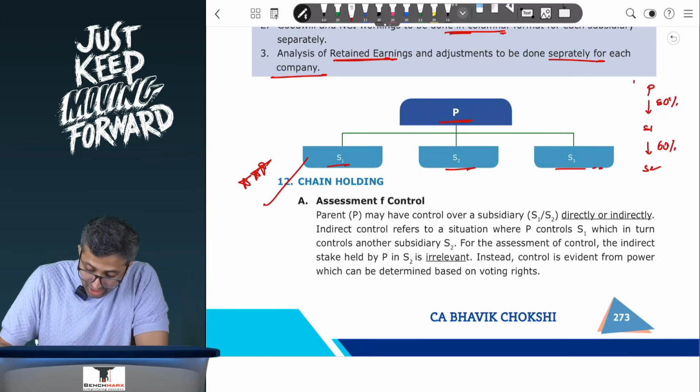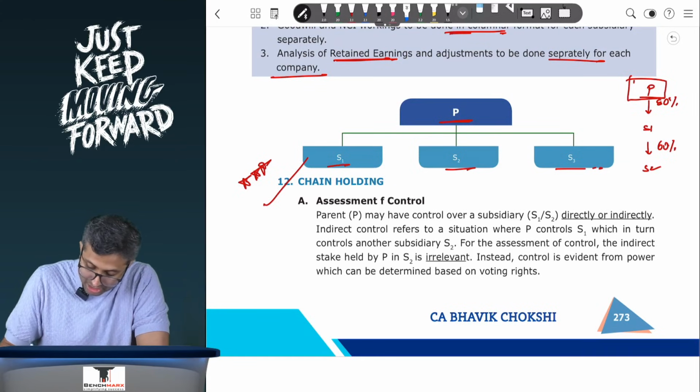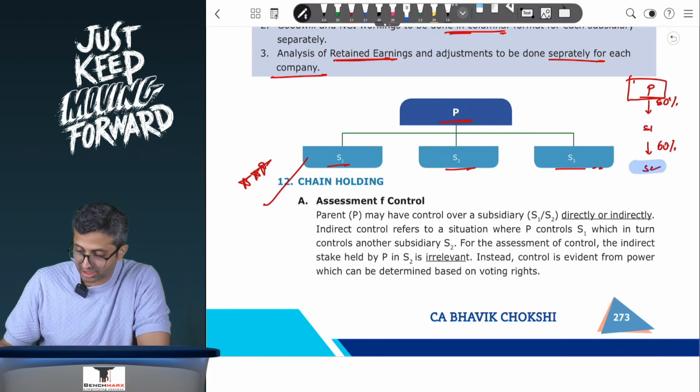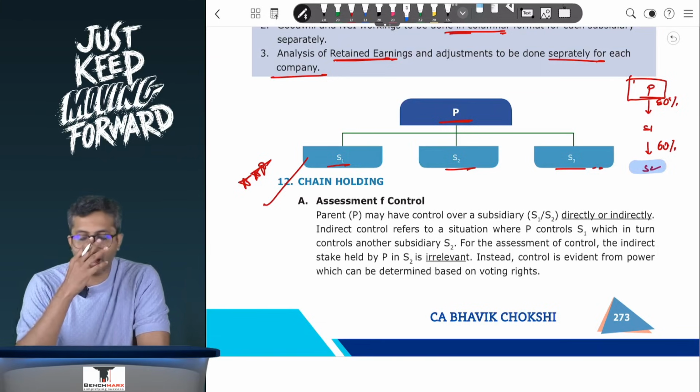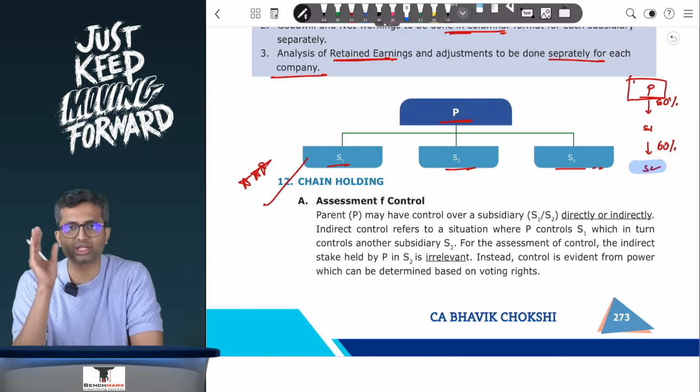However, if they are asking for the consolidated financial statements of P, will P consolidate S2? Well, if I find the effective stake, that is 80 into 60, it will come to, let us say, 48%. However, that is not how control works. Control works based on the entity's ability to direct the relevant activities.